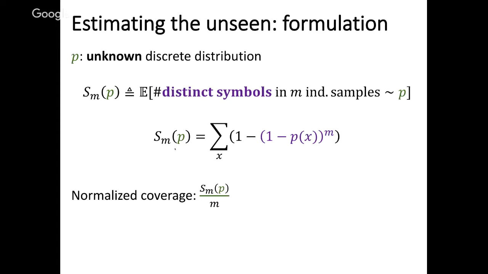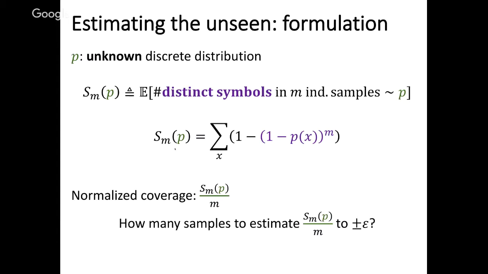And you want to estimate S_m of P even before you see m samples. So what's the goal? The goal is to estimate S_m of P, and usually we are going to estimate it in a normalized sense, where you want to estimate S_m of P over m up to an additive epsilon, but you want to do it without even seeing m symbols. Maybe you want to just see a really tiny fraction of m and then be able to say what's going to happen in the future. So for example, maybe you just see m over 100 samples, and then you want to be able to say how many distinct symbols you are going to see when you sample m times.